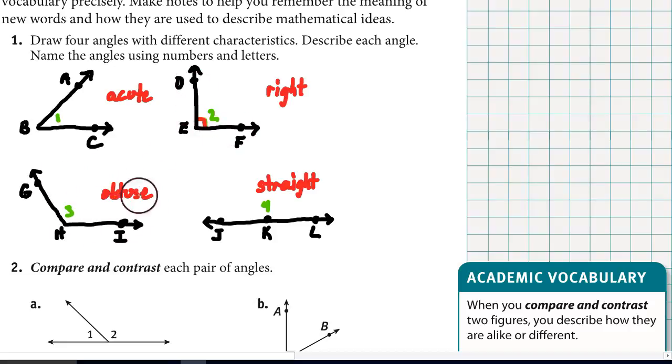This third picture is an obtuse angle. Its measure is greater than 90 degrees, but less than 180 degrees. It could be named angle 3, angle H, or angle GHI. And this last one is called a straight angle. It measures exactly 180 degrees. It's numbered angle 4. It could also be called angle K, or angle JKL.